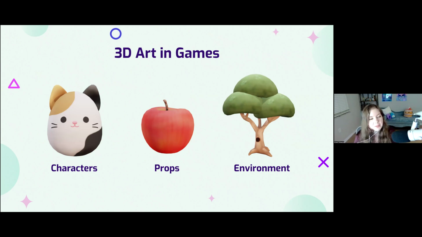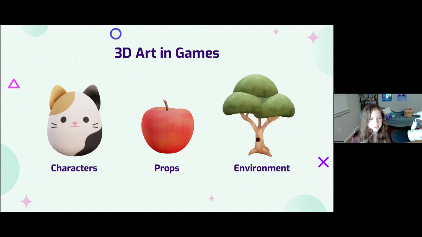Some examples of 3D art in games. There are three different major categories that 3D art can fall into. So one is characters. We have Cameron the cat here as a character. Your Roblox avatar could technically also be a character. Or maybe you made a different character that you play as, and that's the main character of your game.